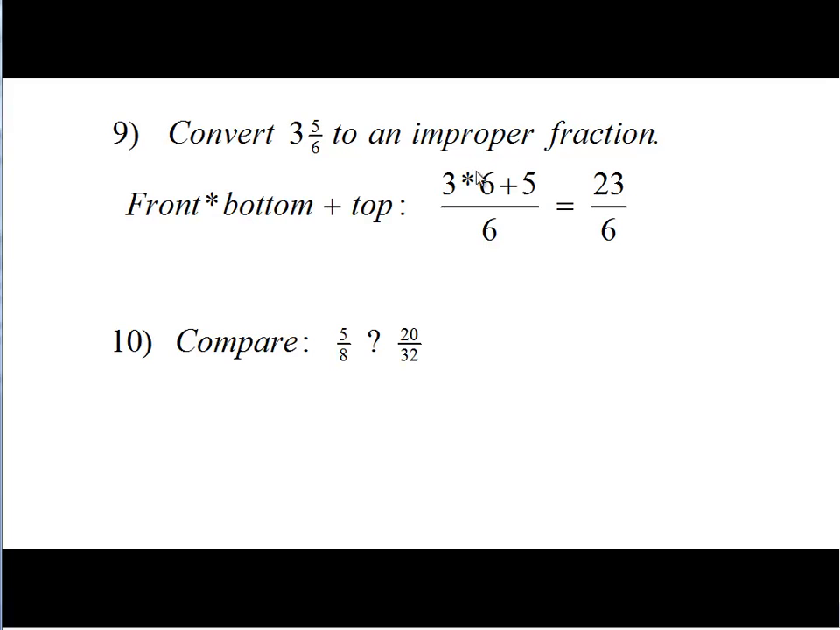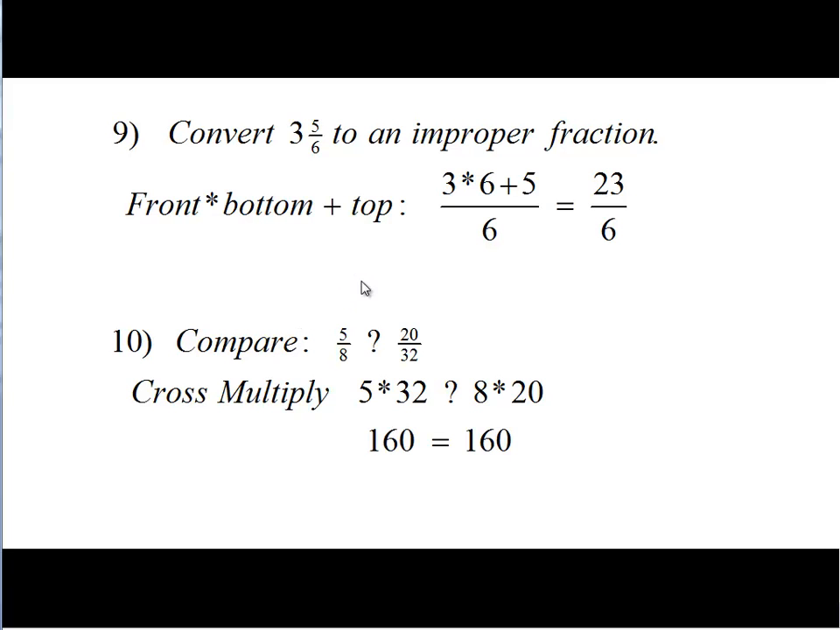Okay, when you're comparing two fractions, if you will cross multiply 5 times 32, 8 times 20, 5 and 32, multiply those. 8 times 20, multiply those. If you'll cross multiply, it'll tell you what's going on. 5 times 32 is 160. 8 times 20 is also 160. Those are equal to each other. If they weren't, you'd have a less than or a greater than in there.